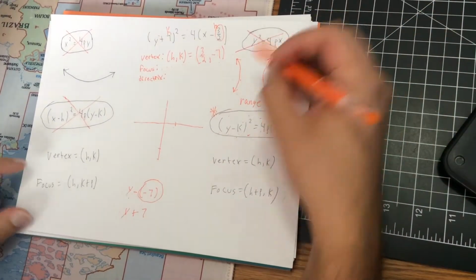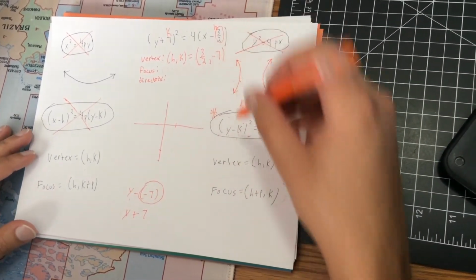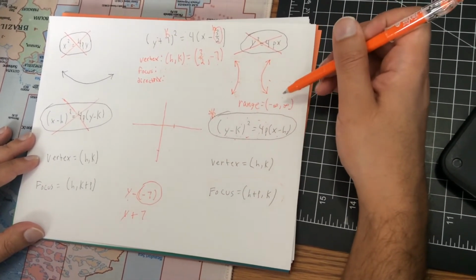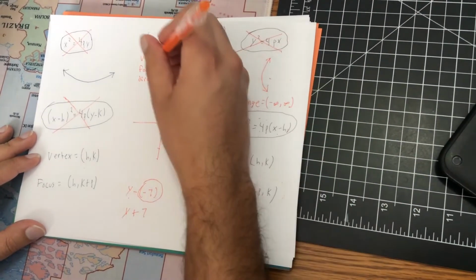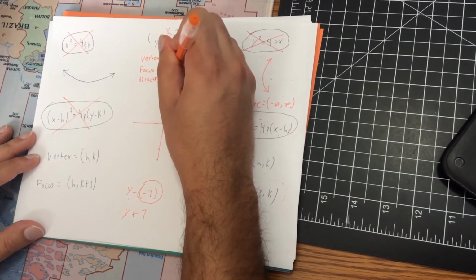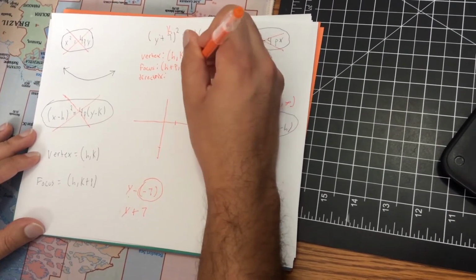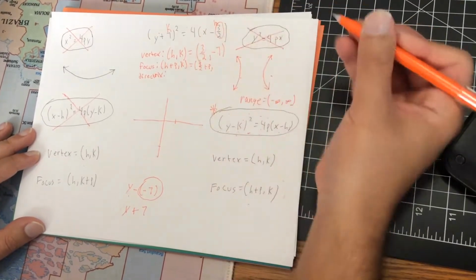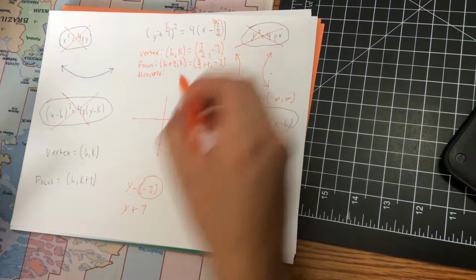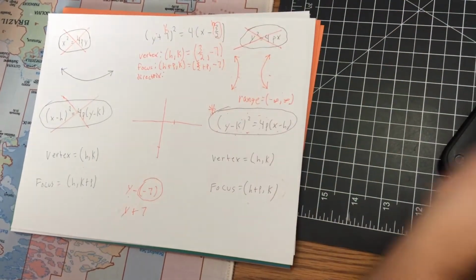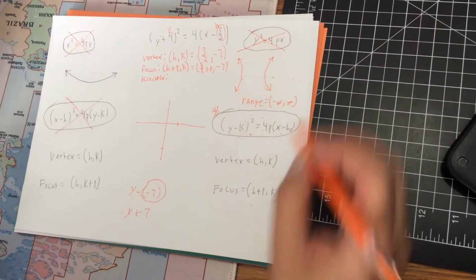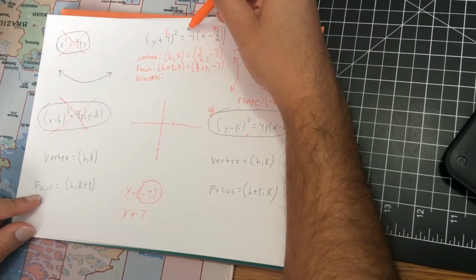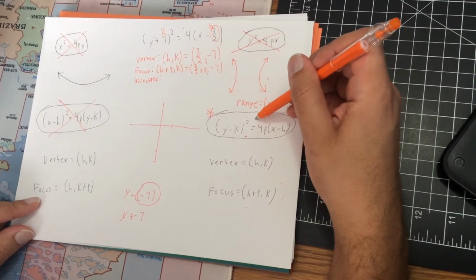All right, so for the focus, we use this formula when our range is -infinity to +infinity. So our focus is (h plus p, k). We know our h is 3 over 2 plus p, and k is -7. So in order to finish finding the focus, we need to find p, right? So how could we find p? We look at our current equation and compare it to our original equation.